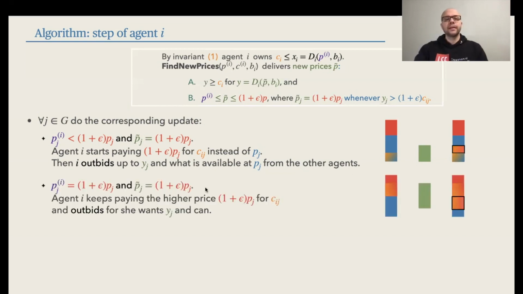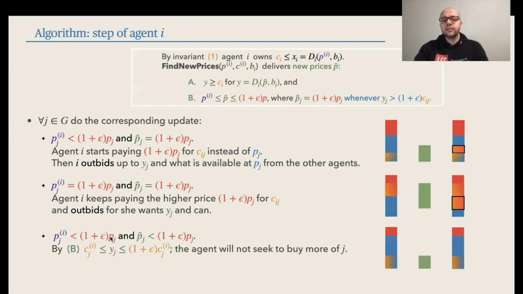Okay, and then it could happen that the individual price was already at the higher price and the P tilde is the higher price. That means that agent I was paying the higher price for the amount CIJ, but in case she really wants more, which is described by this YJ, she will just outbid for as much as she wants from the other agents and start paying more.